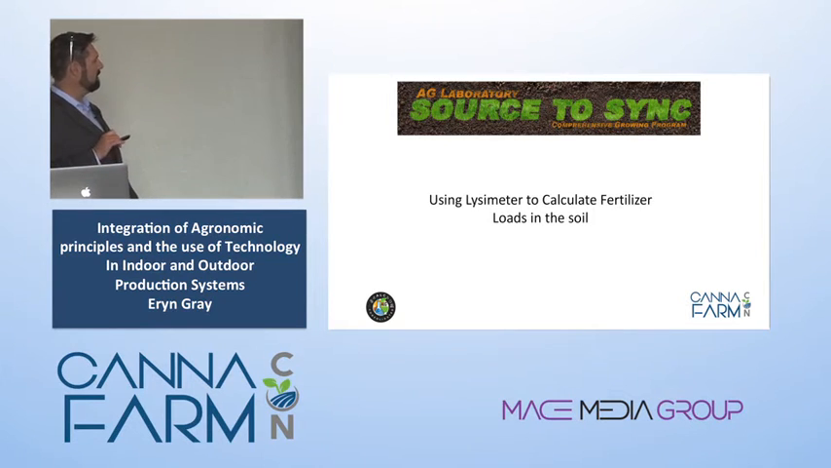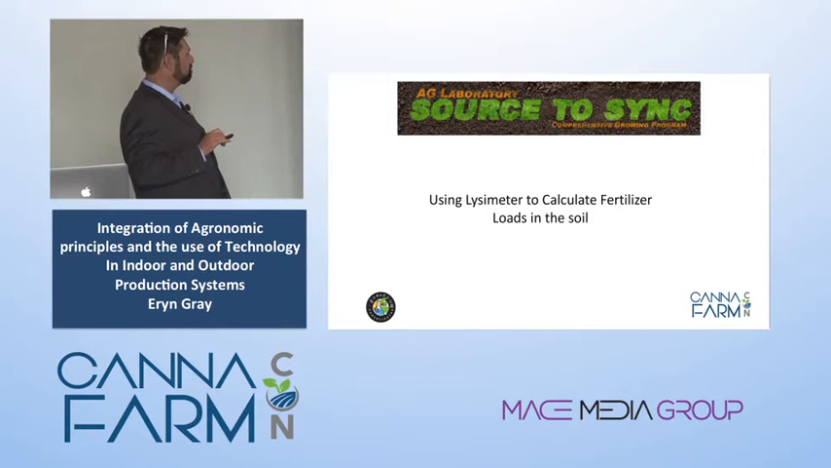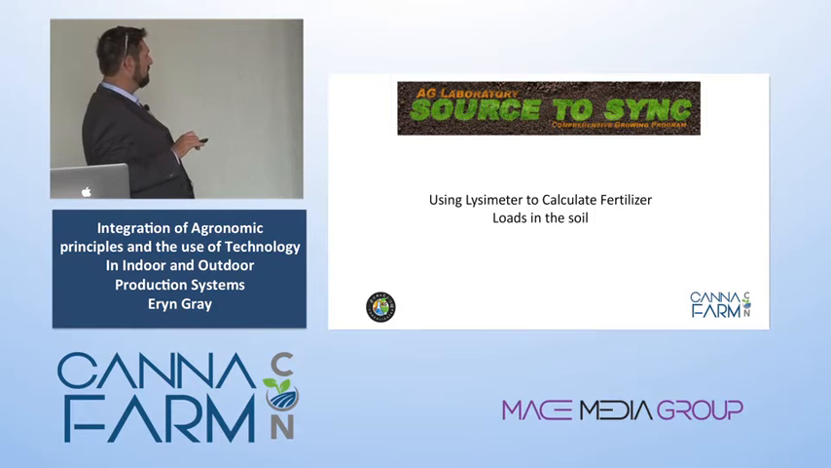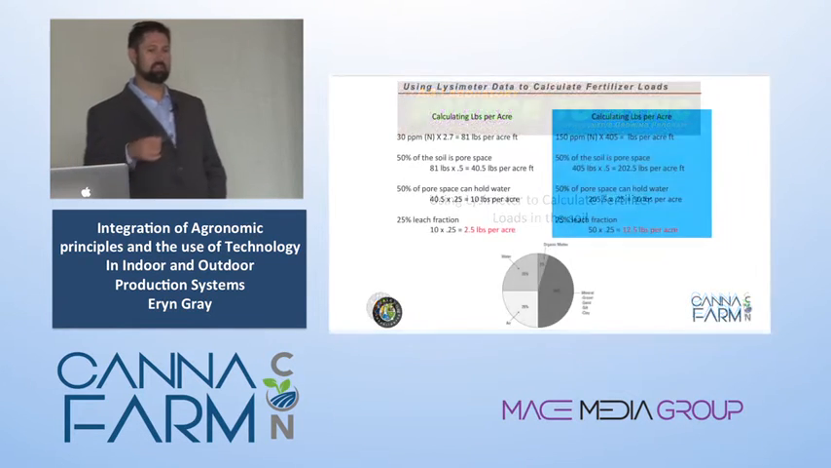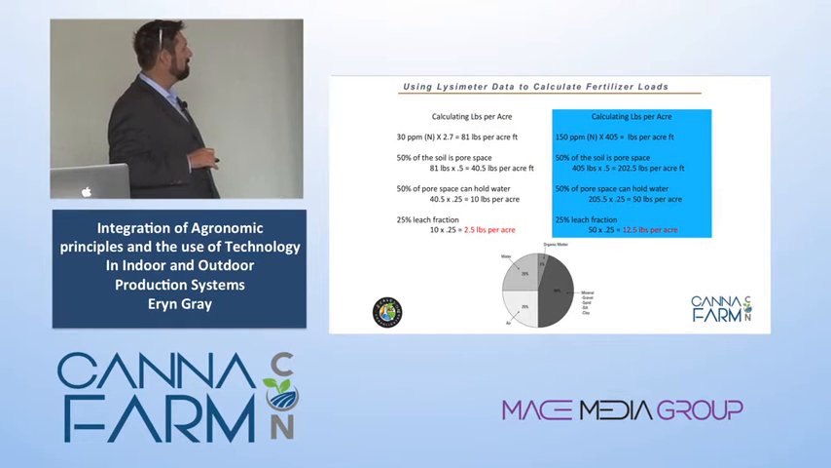And so if you're running about 30 parts per million of nitrogen, and we consider soil pore space, soil holding capacity, and leach fraction, that's going to equate to about 2.5 pounds per acre foot of nitrate. Okay? Anybody know how many pounds it typically takes, if you're growing in soil, to support a crop in peak vegetative growth? 7 to 10 to 12 pounds per acre per week.